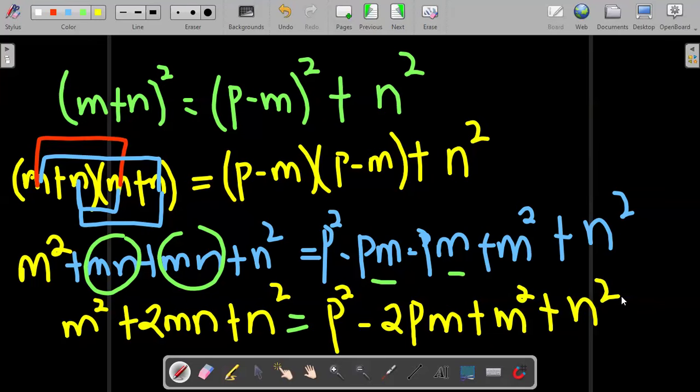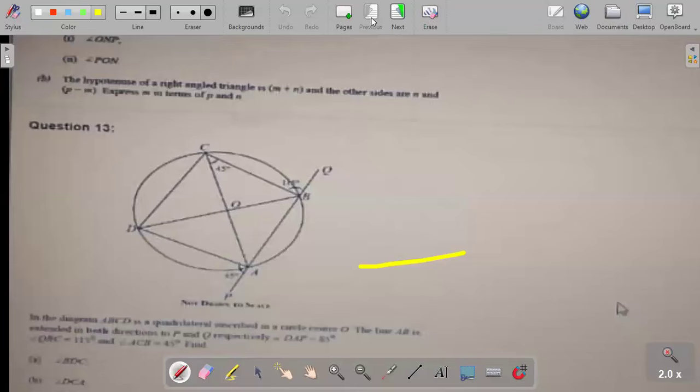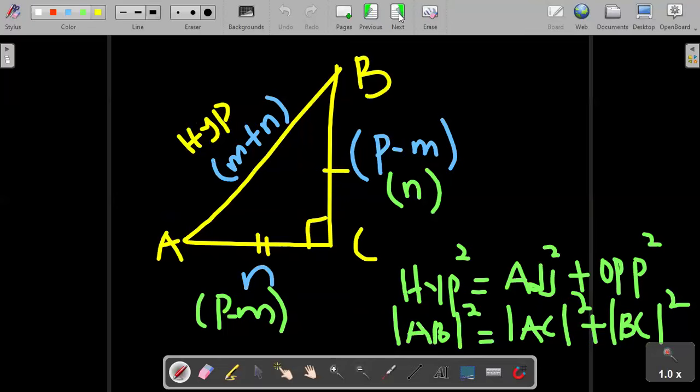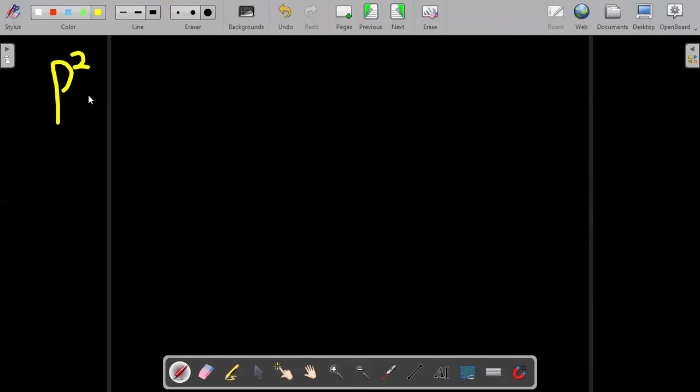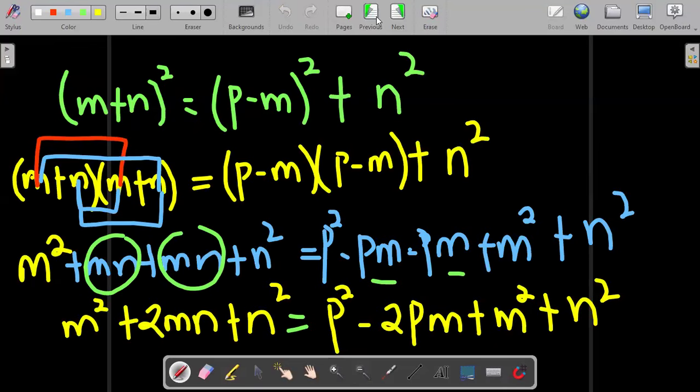You see it? So we are looking for, according to the question, express m. So our interest is m in terms of n and p. Express m. So let's collect like terms. I will transfer all the left-hand side to the right-hand side. Let's transfer everything from the left-hand side to the right-hand side. What are we going to have? I'm going to have p squared minus 2pm plus m squared plus n squared. So this is what we have on the right-hand side.